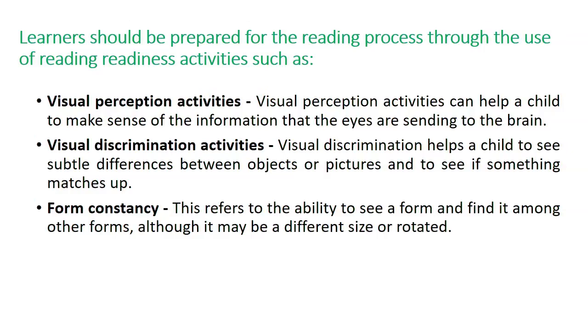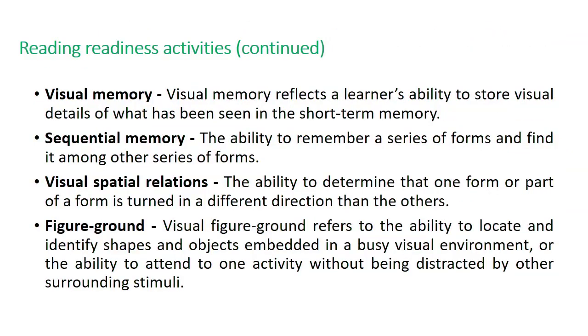Then there's form constancy. So being able to see a specific form, for instance a square, even if it is rotated into the shape of a diamond, to be able to see that that is still the square, it's just rotated. Then we have our visual memory, so remembering what you saw, storing that information in short-term memory. And sequential memory is being able to remember a series of forms and then to find them again. For instance, if you have two red dots, a blue dot and a green dot, where else do you see that specific pattern?